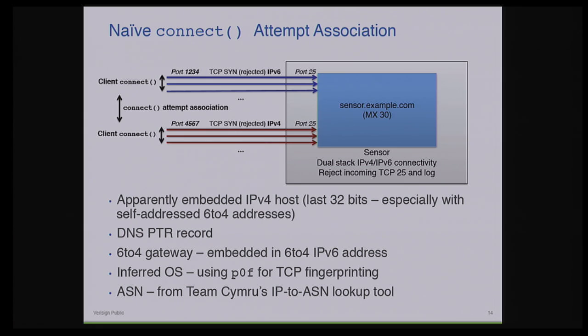We actually found that a number of other places were doing that as well. So we used that methodology to associate IPv4 and IPv6. We also looked at the DNS pointer record to see if they match, using the 6-to-4 gateway as opposed to the host. We used p0f to do TCP fingerprinting of the SYNs that were being sent in, to infer the OS, and that helped gain additional insights into what types of hosts we were seeing. And then we were also using ASN, which of course doesn't have to be the same between IPv4 and IPv6.